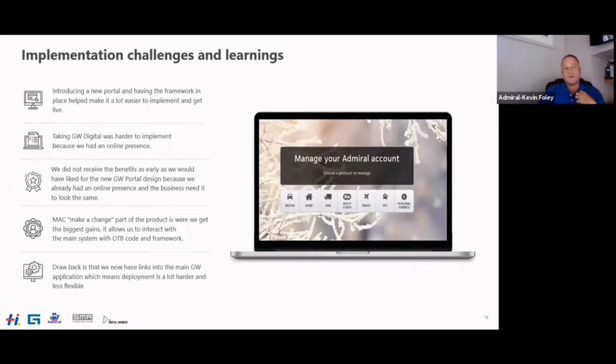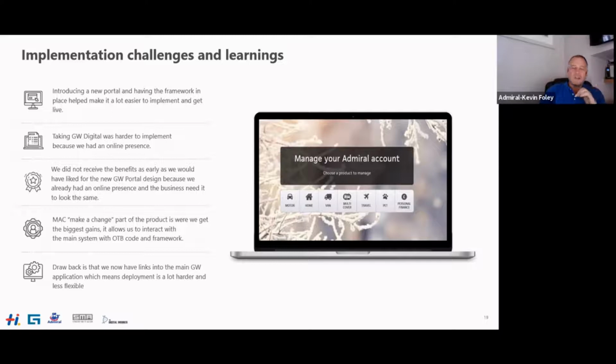So, some implementation challenges and learnings. I could probably go on for a long time on this, so I picked out a couple. Introducing a new portal: we introduced a portal to our Ford customers. We introduced that really quickly because of the benefit and the templates that Guidewire offers. Really easy. I think if that wasn't in place, it would be a lot more difficult for us to do.